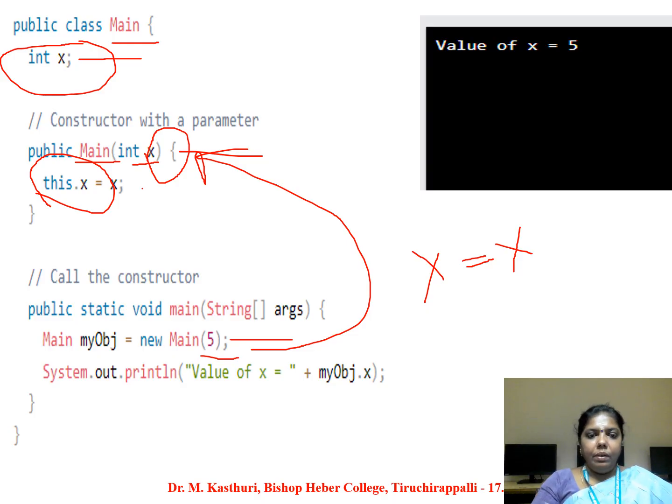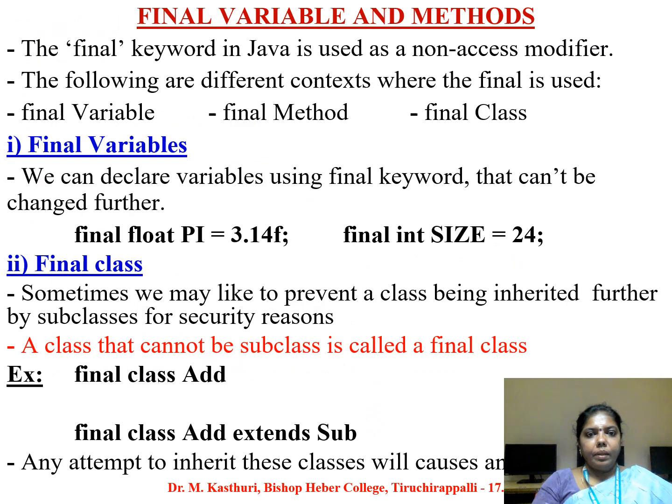Then the 5 value is sent to local variable x. Then the compiler will execute this particular line. Here we specify object name dot x. Object name dot x means local variable x has 5 value. That is why the result will be displayed as 5. Hope you can understand how this keyword works in Java programming.